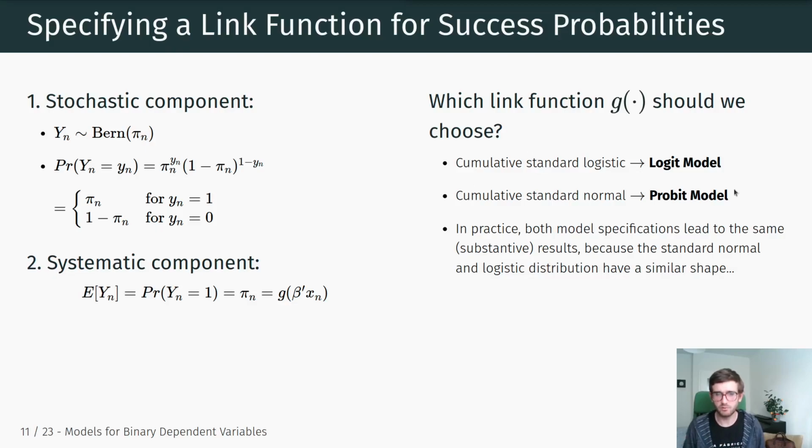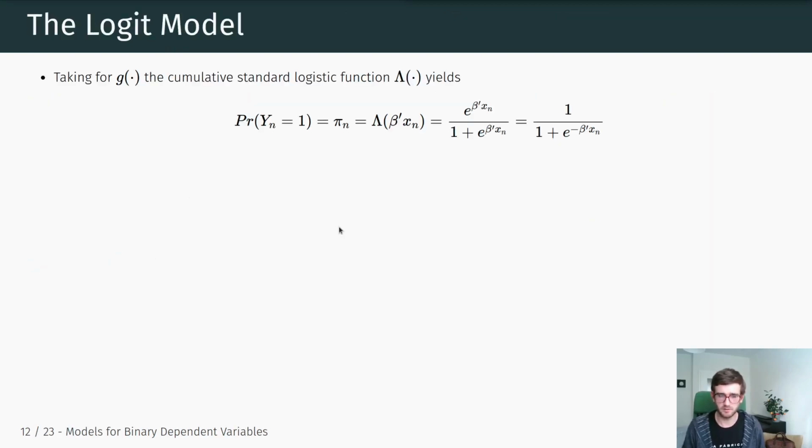Let's just go through the math real quick, and let's begin with the Logit model. Just keep in mind as you look at the math that all we want to do is find a link function that maps our systematic component, our predictors, to the range from 0 to 1 to model the underlying probability of observing a 1 rather than a 0.